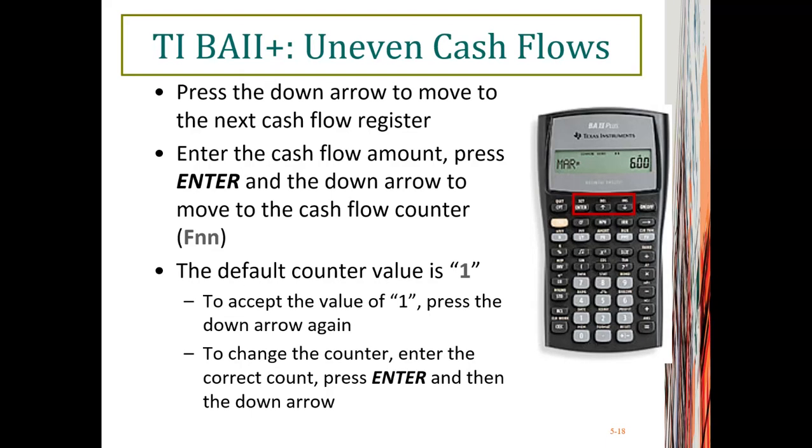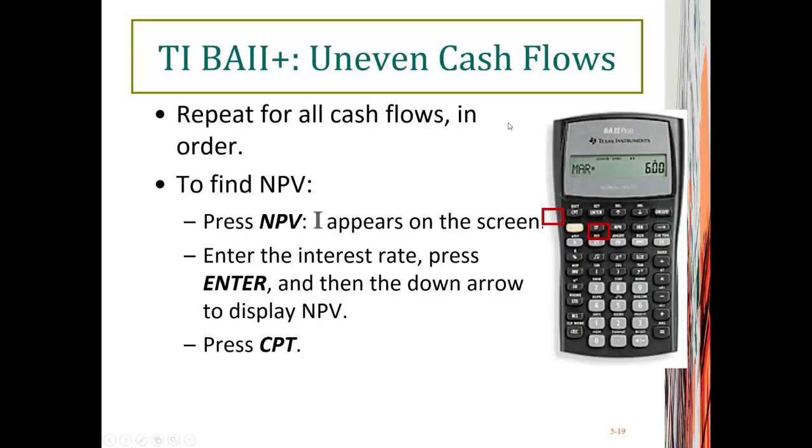The default setting is 1, and based on the question, that number should be 1. So in most cases, F01 is 1, F02 is 1, F03 is 1, and the default setting is 1. So if you are comfortable with the default setting, then you do enter and down arrow. Once you press the down arrow, it will show CF02, so on and so forth. Now once you complete inputting values for all cash flows, then it's time for you to calculate the present value by pressing NPV.